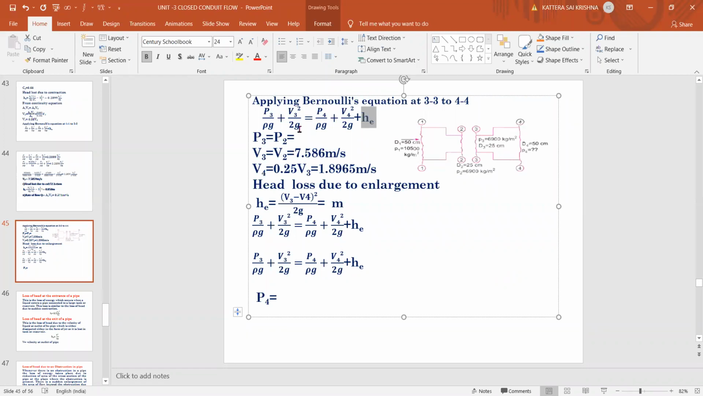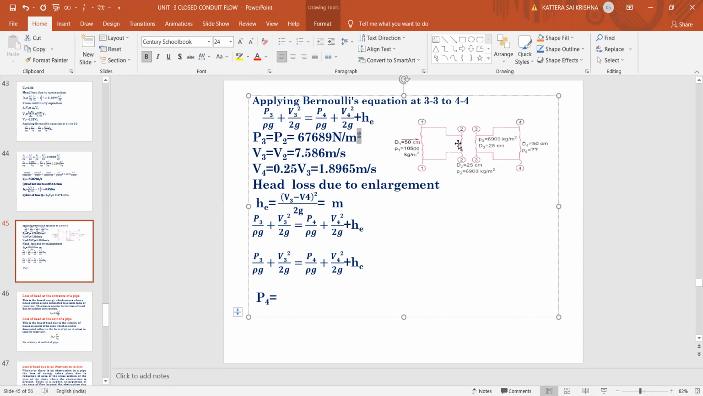Loss of head due to sudden enlargement. So already we have found P3 and P2 before. That is 67689 Newton per meter square. Right, this is already given in the question. You can see here P3 is 6900 kg per meter square, into 9.81. Already we have done that, so that we get here.